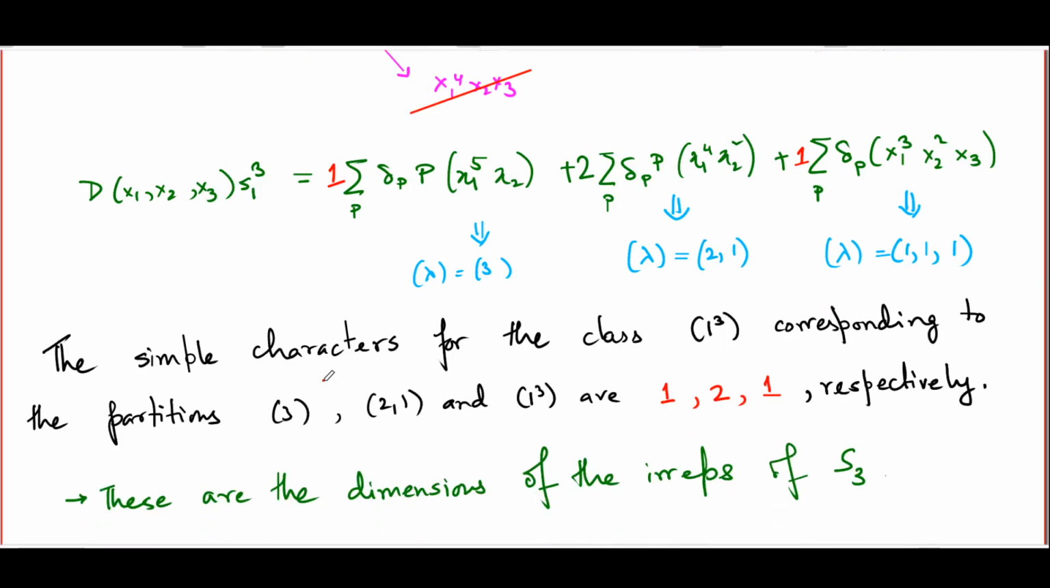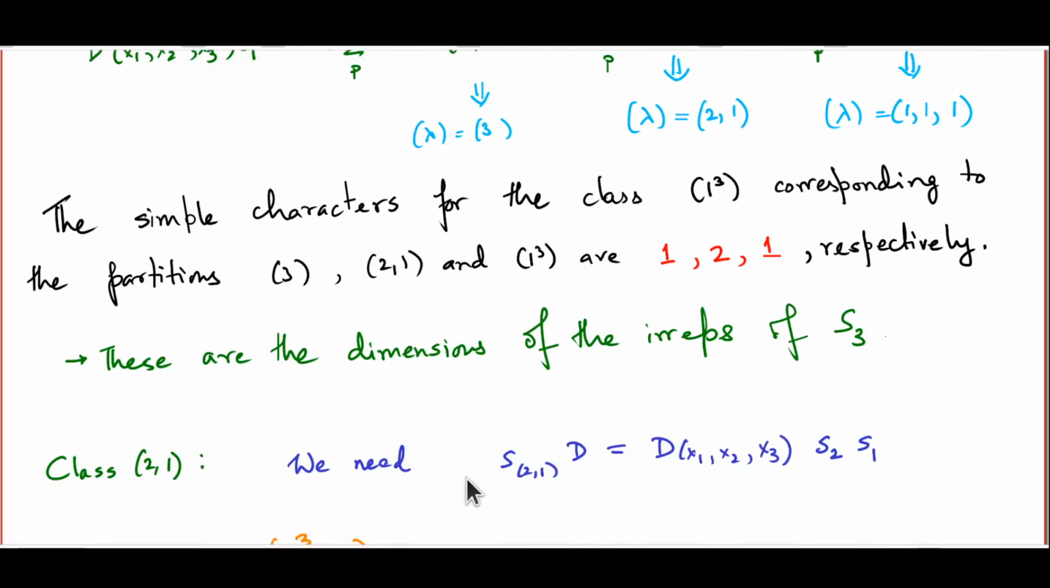And not only that, the class 1 cube consists of only the identity and the corresponding characters are always dimensions of the representations involved. So these numbers 1, 2 and 1 are nothing but the dimensions of the irreps of S3. Again, something that we had verified a long time ago in group theory. And also in this series of lectures that we have on Sn, this was one of the first things that we calculated. So far so good, things are working out, at least in this particular example. Let's continue and try to get the full character table for S3 by this method.